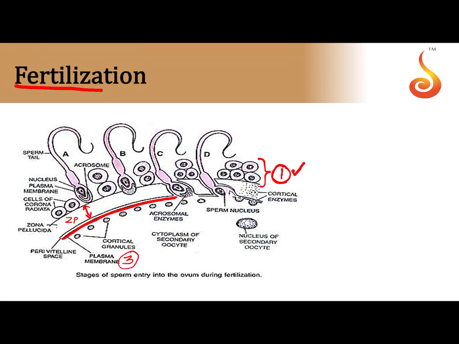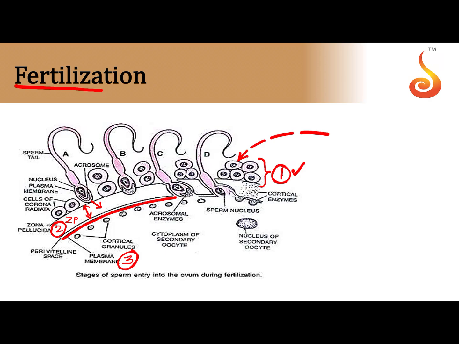So the first barrier is the corona radiata, the second barrier is the zona pellucida, and the third barrier happens to be the plasma membrane. Now notice, all of you, how the sperm has landed on the zona pellucida over here. For it to land on the zona pellucida, first it had to cross the corona radiata. It does so by releasing certain enzymes called hyaluronidase, which is a corona penetrating enzyme.